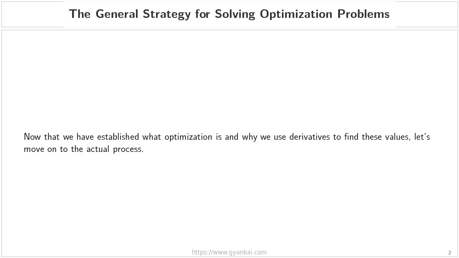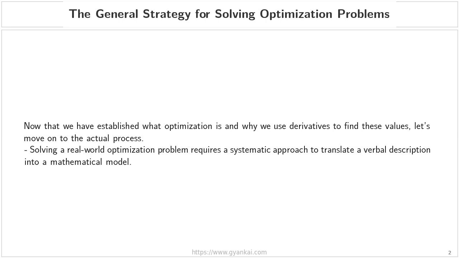The general strategy for solving optimization problems. Now that we have established what optimization is and why we use derivatives to find these values, let's move on to the actual process. Solving a real-world optimization problem requires a systematic approach to translate a verbal description, essentially a word problem, into a mathematical model that we can actually solve. To do this, we follow a series of structured steps.